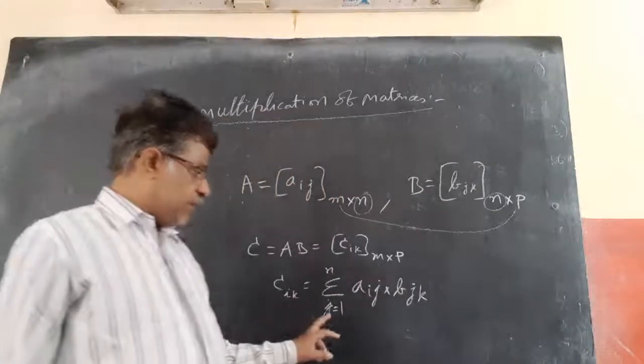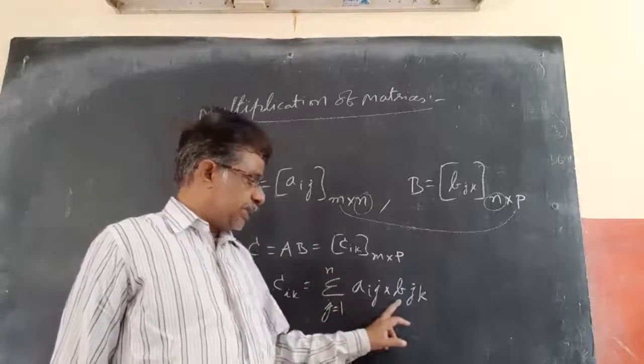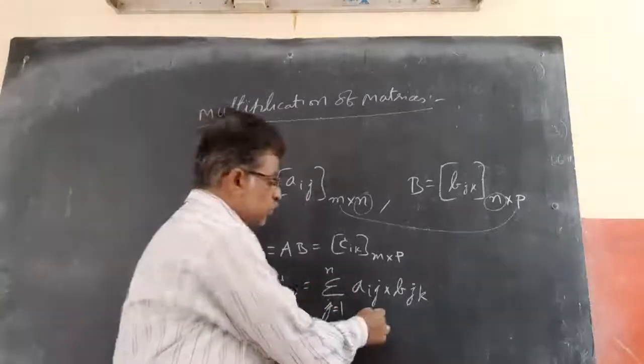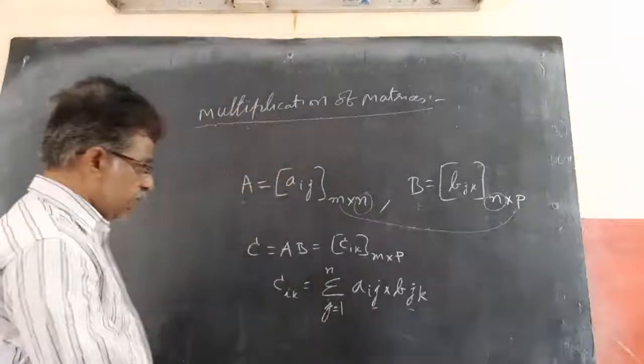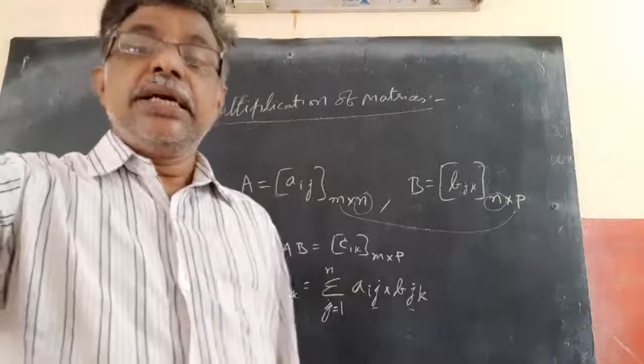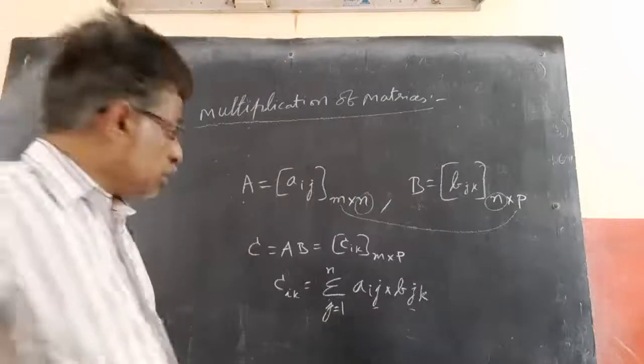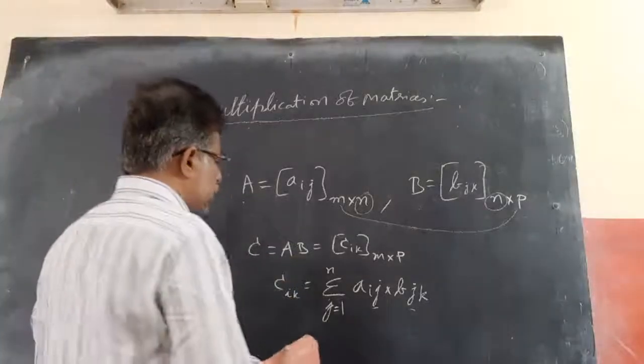C of ik equals sigma j equals 1 to n of A of ij into B of jk. These two should be equal. Now if we take an example, you can understand this very easily. What is the example we will take?